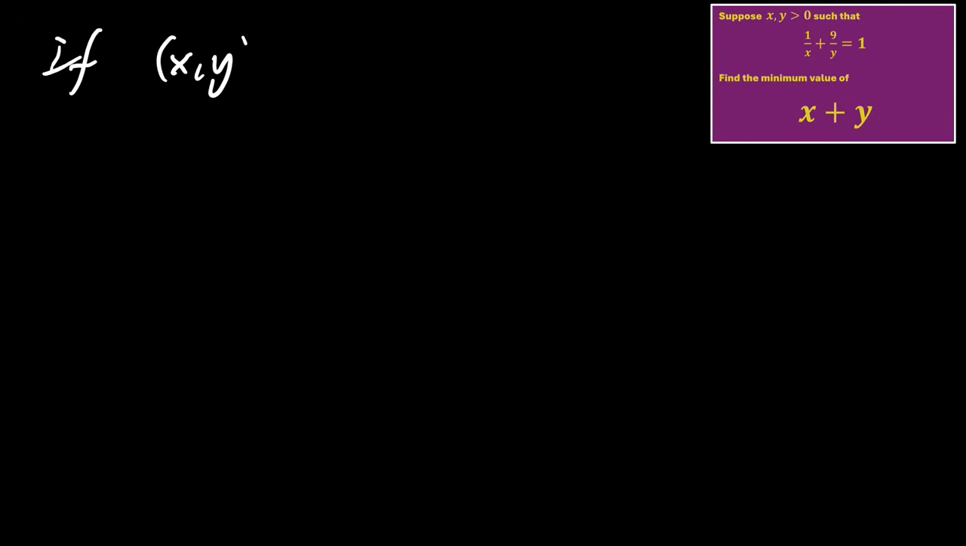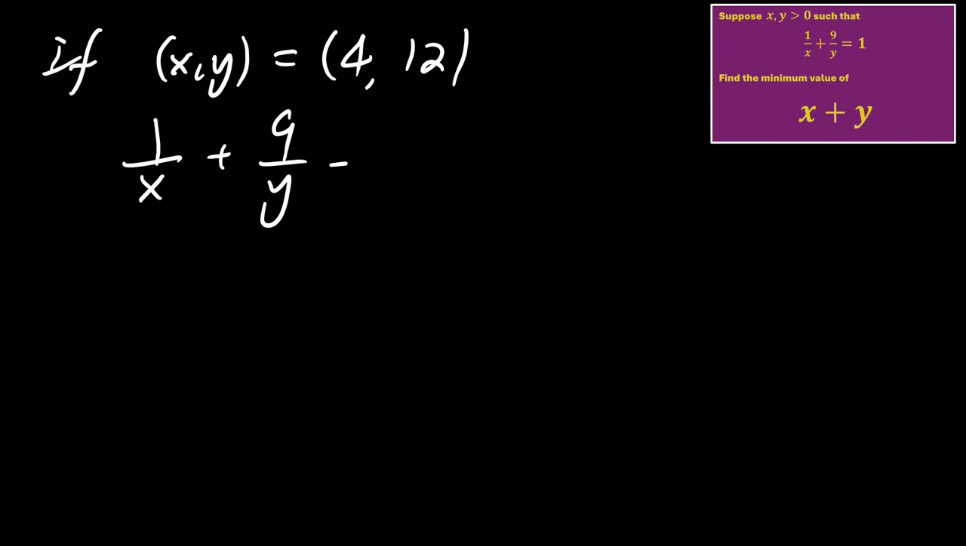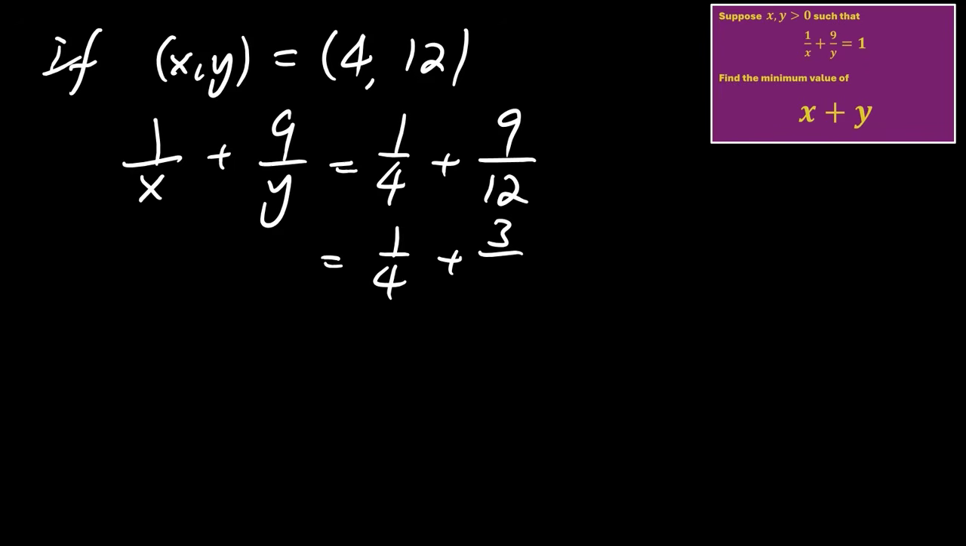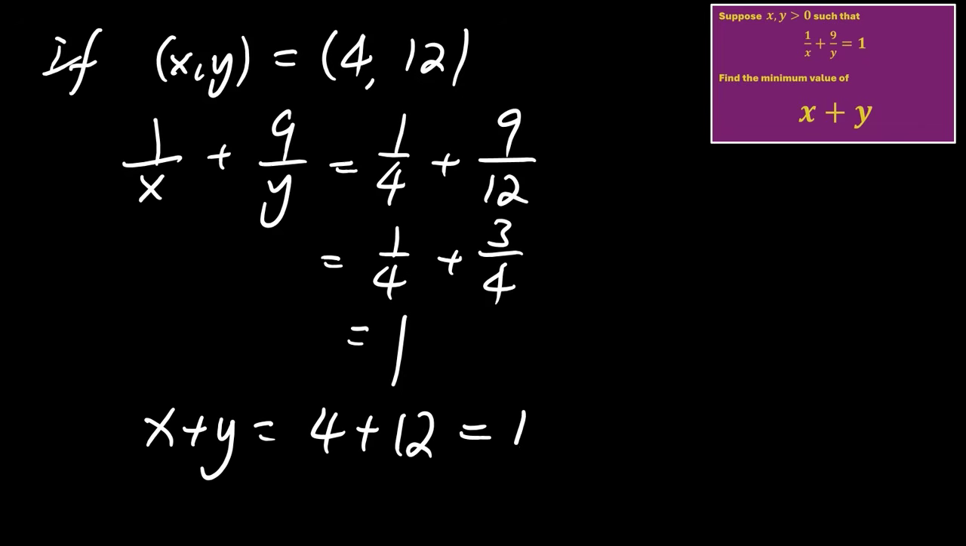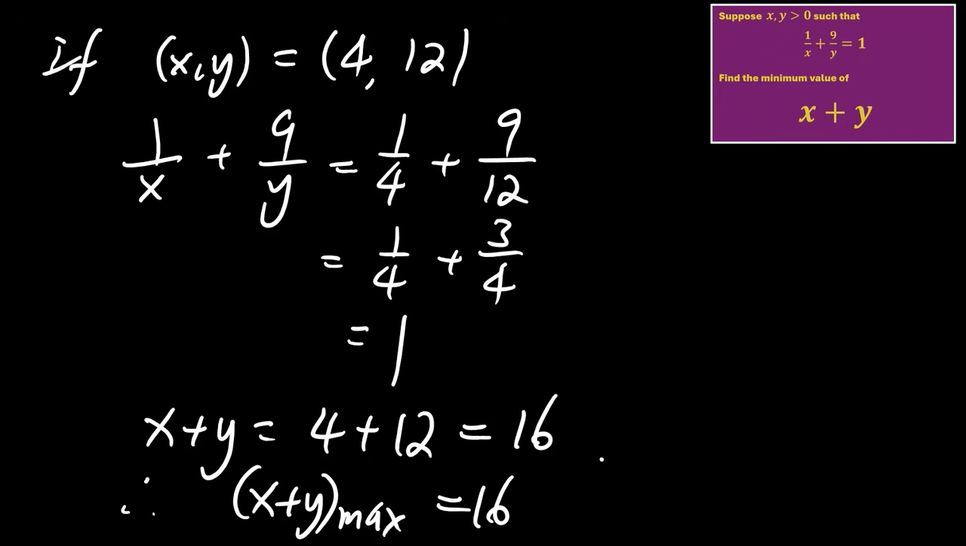If x, y equals 4, 12, then 1 over x plus 9 over y equals 1 over 4 plus 9 over 12. That is 1 over 4 plus 3 over 4, and that is 1. Also, x plus y in this case will be 4 plus 12, that is 16. Which means that the minimum of x plus y is indeed 16.